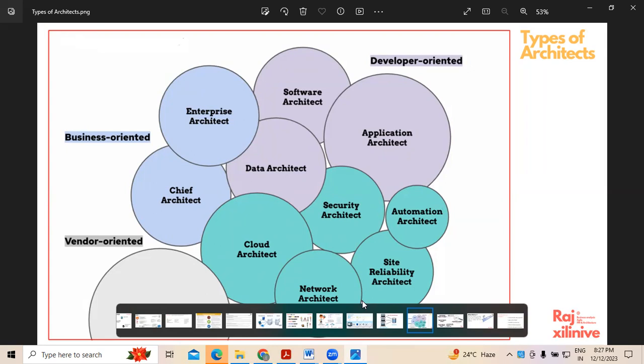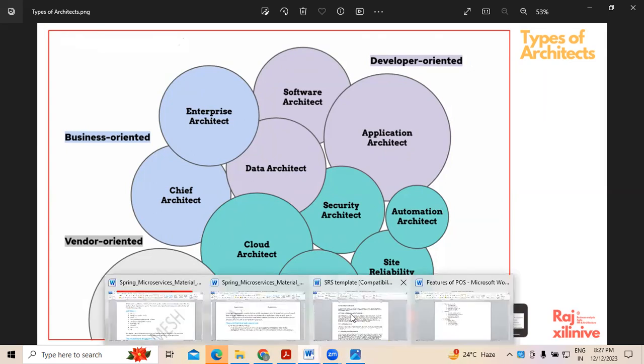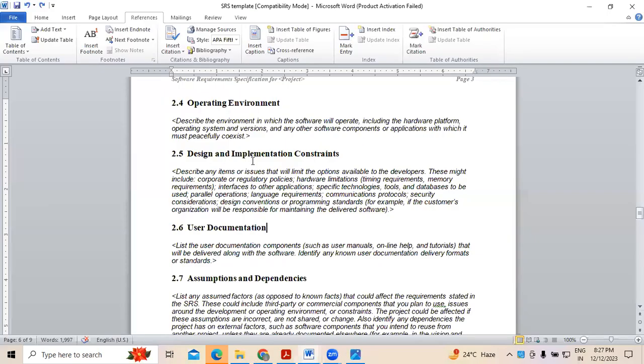So cloud architect will take care of the cloud application. If it's a cloud application, cloud architect comes into the picture. So this is where and how, usually, when we are working on the application, whenever we are preparing any documentation, especially in context to software, design and implementation constraints involve multiple stakeholders. It's not something like developers or testers, right? So I don't say that.